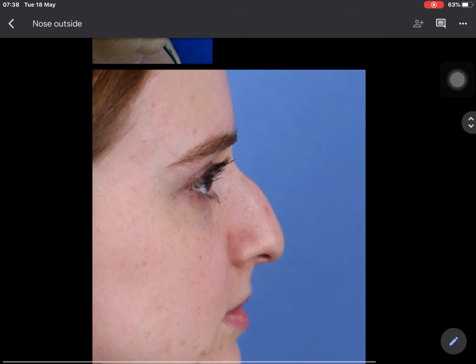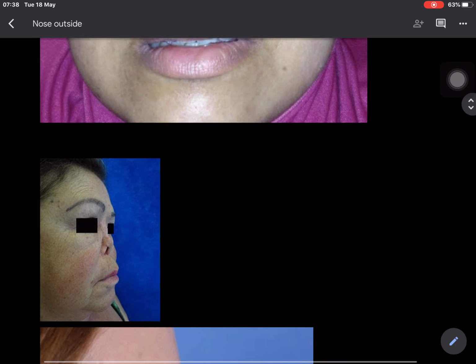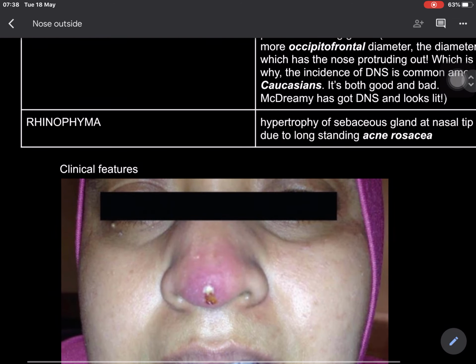This is a hump nose. A hump is the opposite of a saddle nose. In a saddle nose the dorsum is depressed, but in a hump nose the dorsum is elevated. This is a saddle nose. This is how a cellulitis looks.